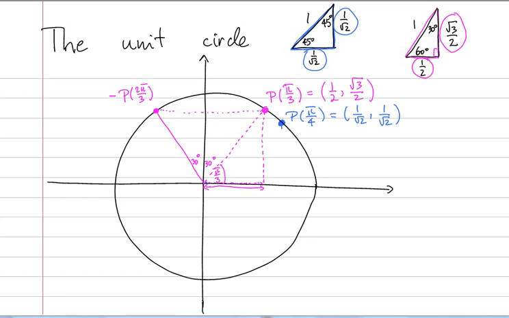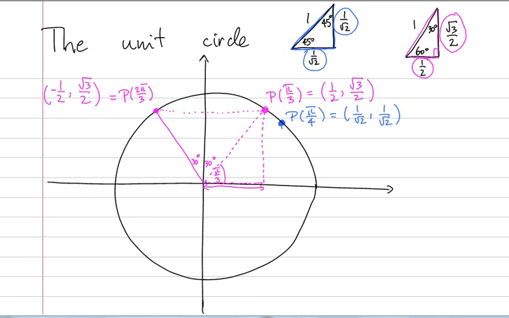And what are the coordinates of this point? Well, you have a mirrored image. You're mirroring this point, 1 over 2, comma square root of 3 over 2. So the x-coordinate will flip to a negative and the y-coordinate stays the same. So the coordinates are negative 1/2 and square root of 3 over 2.